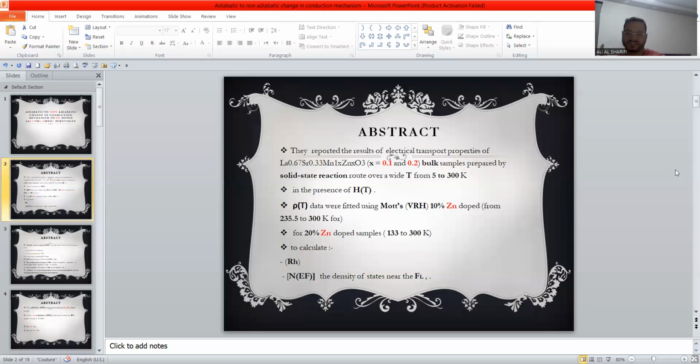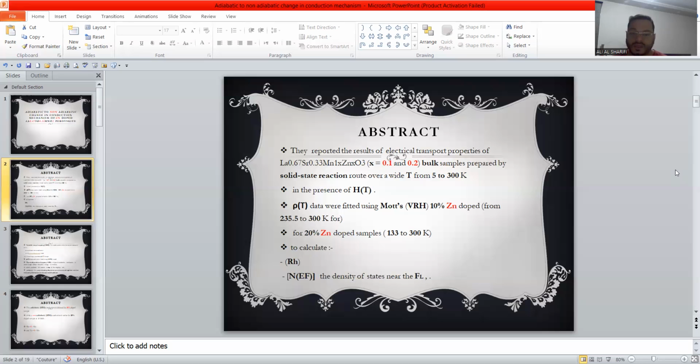Solid state reaction. Measured over a wide temperature range from 5 to 300 Kelvin, but in the presence of a magnetic field. We will see in the next plot that we are dealing with three different magnetic field values: 1, 2, 5 Tesla.